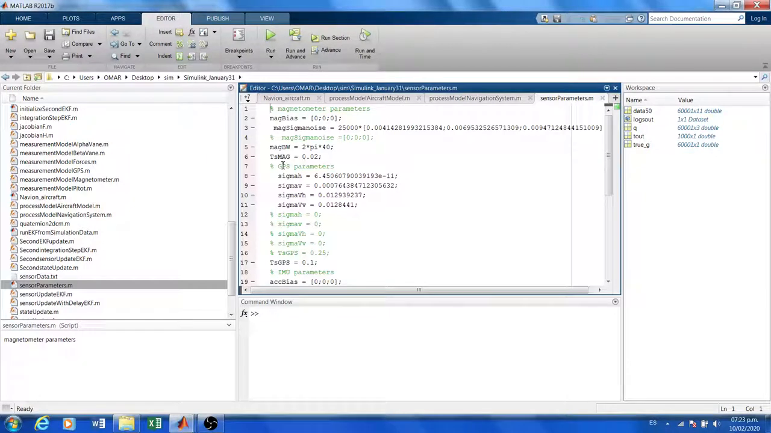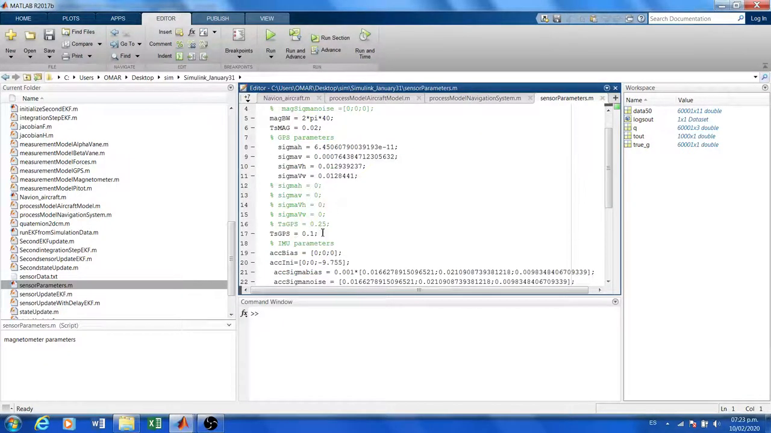This is the sample time of the magnetometer, then with the GPS, the sigma standard deviation of altitude, speed, vertical, okay, the sample time of the magnetometer. You see that all of them work at different sample rates.